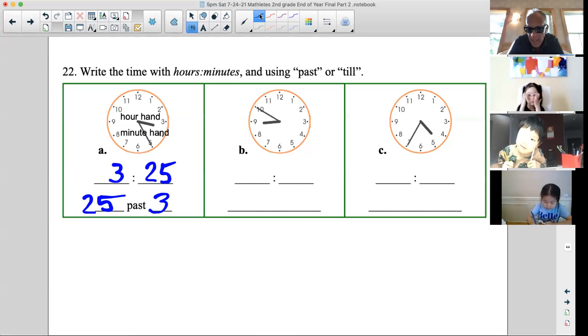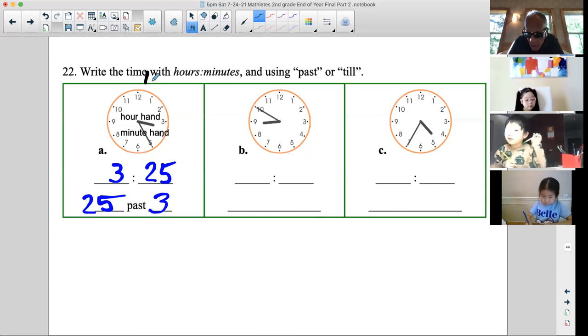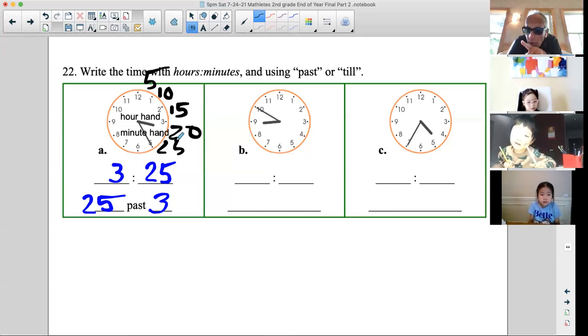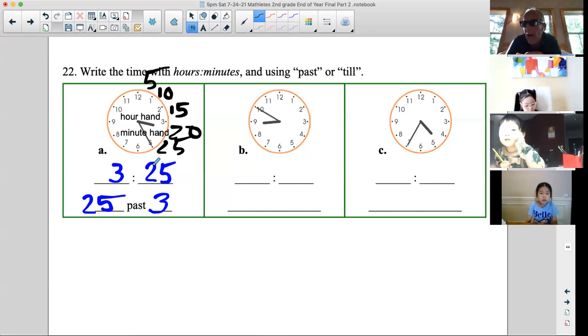Everybody read with me and let's count by 5s. Go. 5, 10, 15, 20, 25. 30. Wait, no. We don't go to 30 because we stop at 25. This is 3:25. Now, the next one, notice that it's not yet 9 o'clock.